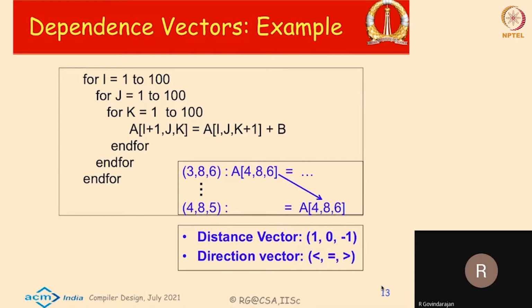The direction vector essentially says that if the value is equal to 0, you put equal. If the value is greater than 0, you put the less than sign. And if the value is less than 0, you put the greater than sign. And we call this positive. That is, whenever it is positive, the dependence is positive.